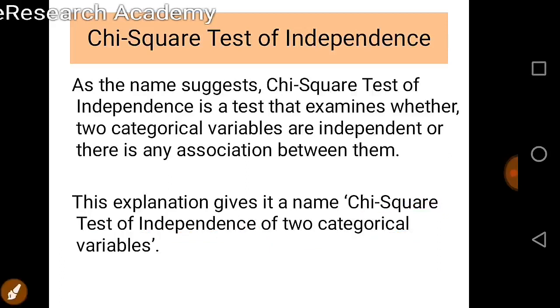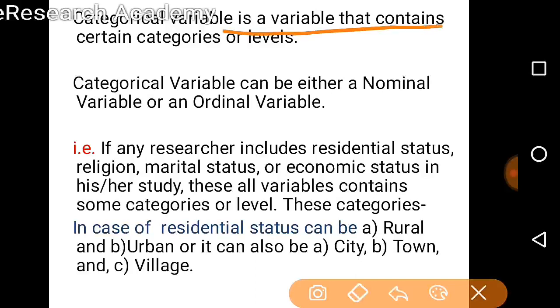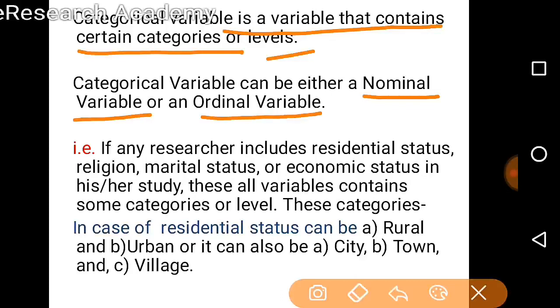If we talk about the categorical variable, it is a variable that contains certain categories or labels in itself. A categorical variable includes two types: the nominal variable and the ordinal variable. Ordinal and nominal variables are both known as categorical variables because under both of them there are certain categories.